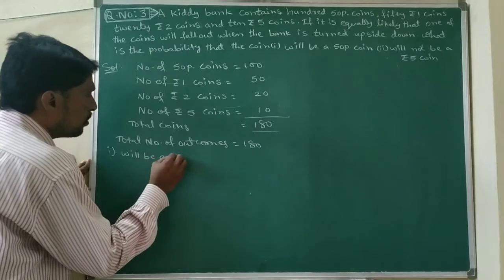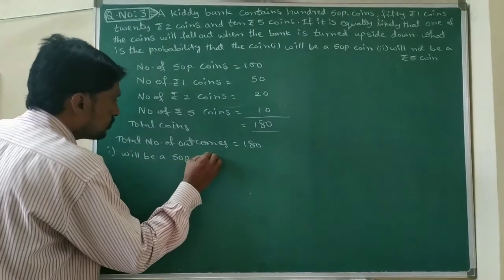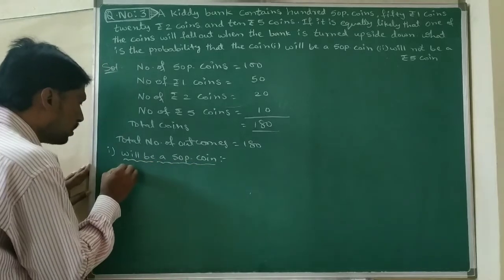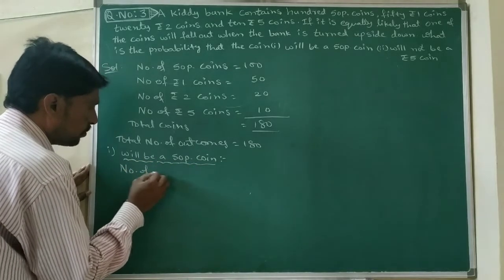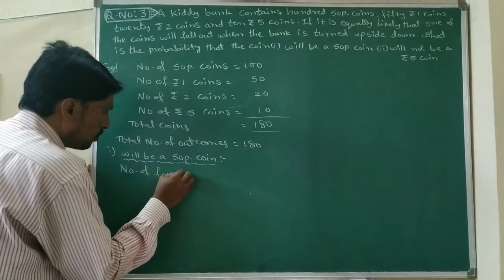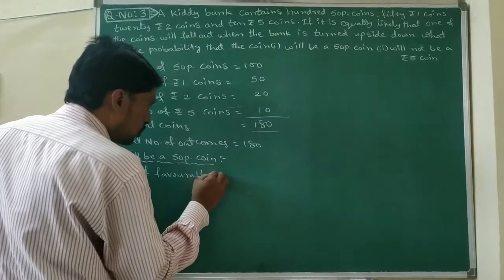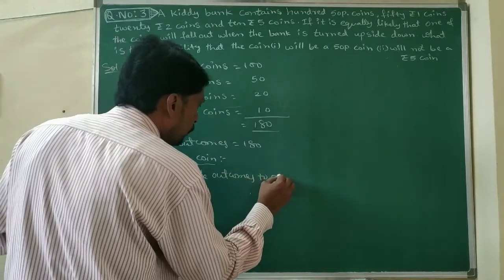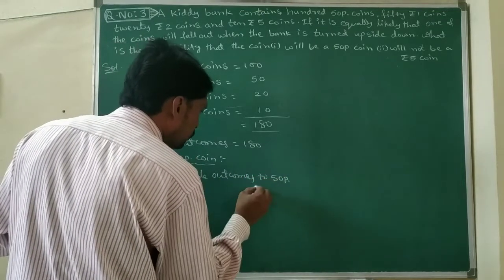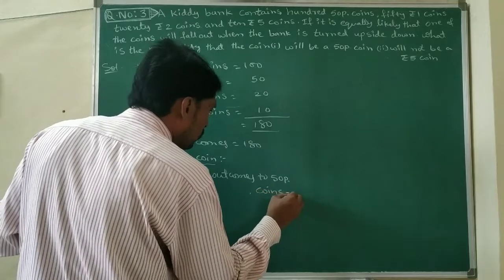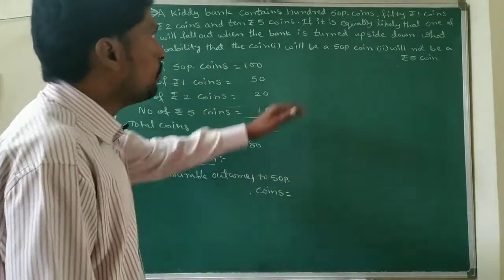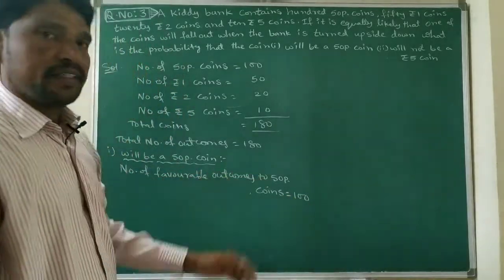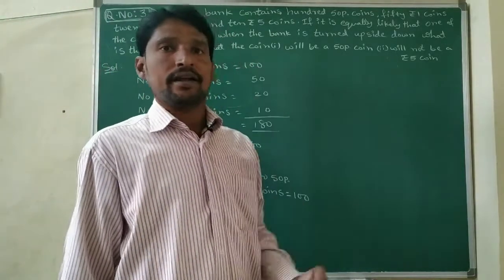So first question you can take that one. Will be a 50 paise coin. So number of favorable outcomes to 50 paise coin equal, how many 50 paise coins will it be? That is 100 coins. So for favorable outcomes to 50 paise coins, how many are we getting? That is 100 we are getting.